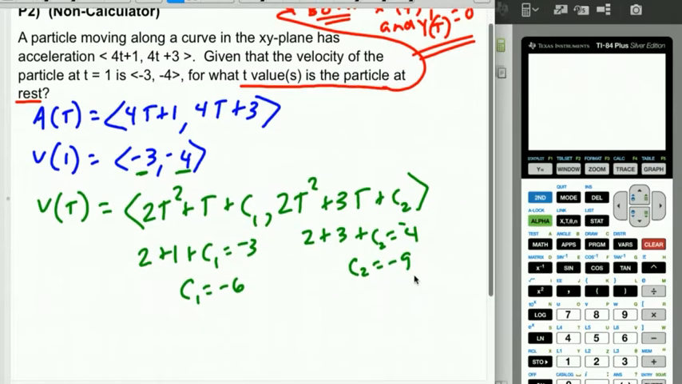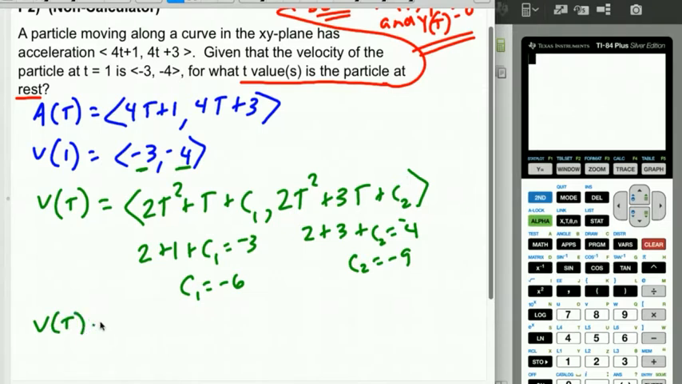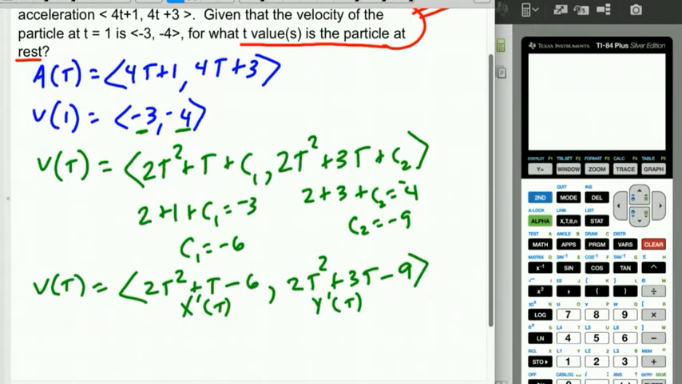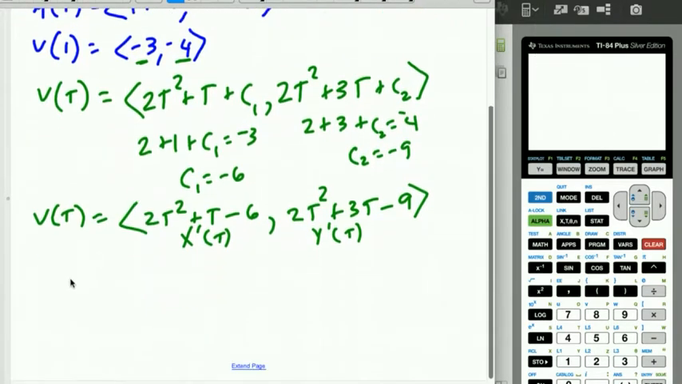Cool. So now I have the velocity. Right? The velocity is 2t squared plus t minus 6 and 2t squared plus 3t minus 9. Right? And I want to know when this thing, which is x prime of t, and when this thing, which is y prime of t, when those equal 0. Right? So let's go ahead and factor some stuff. So x prime of t is going to be 0 when 2t squared plus t minus 6 is 0.